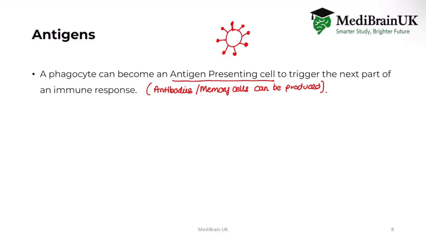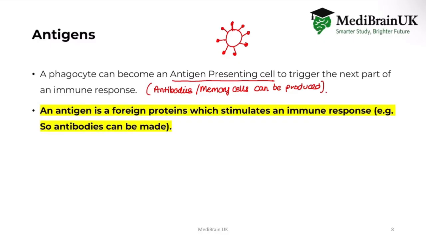Okay. And the definition for an antigen is a foreign protein which stimulates an immune response. That's a 2 mark definition there. This is your first mark, foreign protein, which stimulates an immune response. That's your second mark. Okay, so without antigens, antibodies can't really be made.